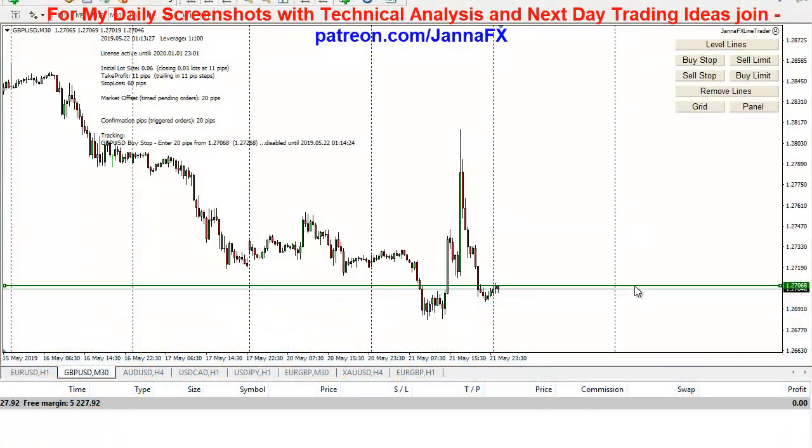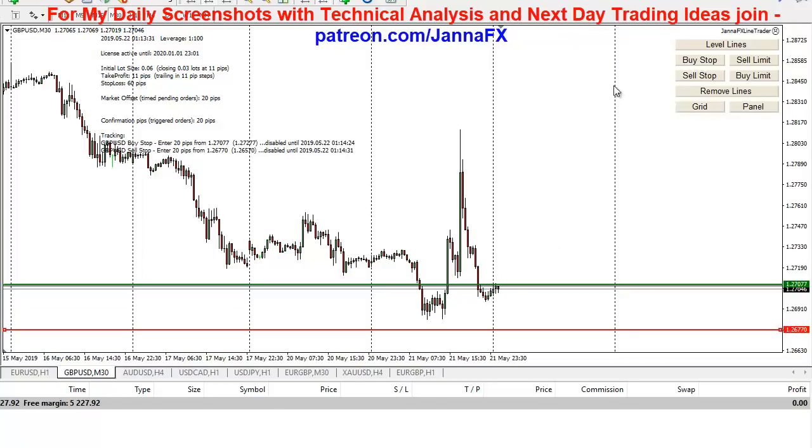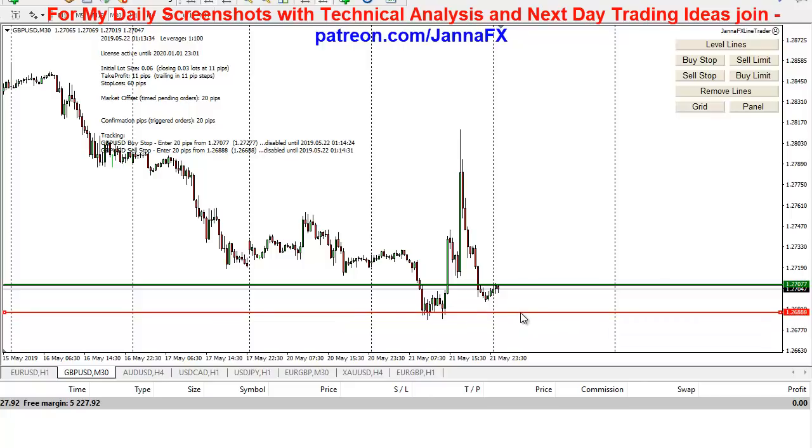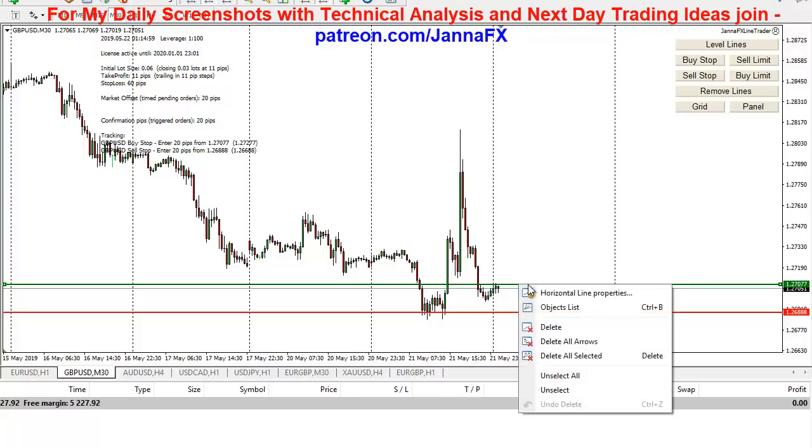Hi everyone, in this video I'm going to show you the use of my EA and how I place pending orders using the levels. Obviously in my daily screenshots, I'm giving you ideas where possible to place the orders for the next trading day. And I have some new features in my EA, so that's why I'm showing this on a demo account.